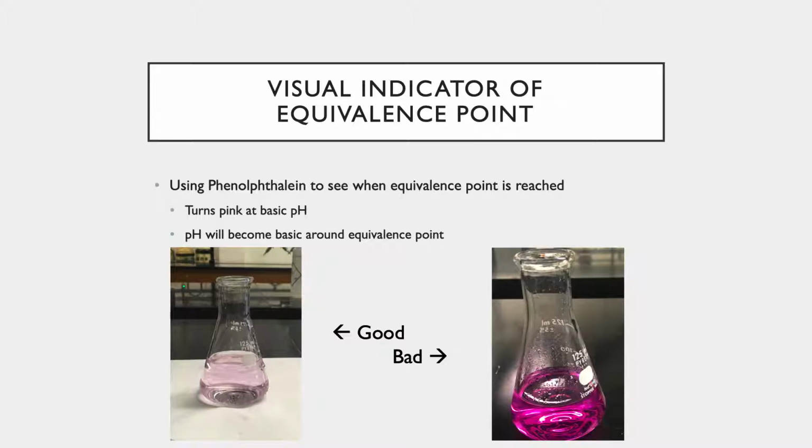And that way, when you're going really slow, it's much easier to control things to hopefully get a nice, just very pale pink color and get a lot more accurate measurement as far as how much base was added and how much acid must have been in our solution originally.